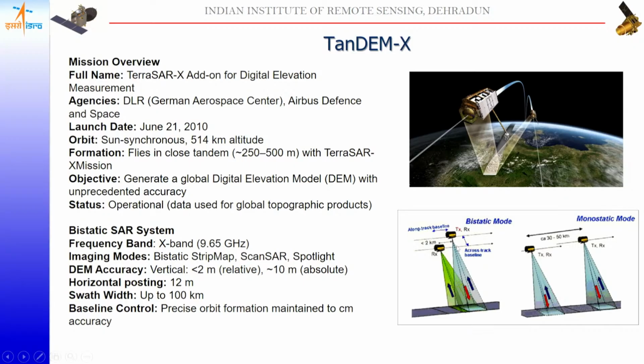When you study the interferometry classes, you will have the concept of the baseline. The x direction baseline is called the across track baseline, and along track, meaning azimuth direction, if we are separating the antennas, it is called the along track baseline. So it is an X band system, and it has generated a very good digital elevation model using interferometric techniques and using the bistatic mode, TanDEM-X and TerraSAR-X.